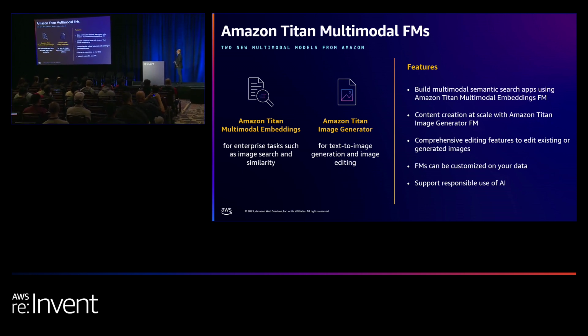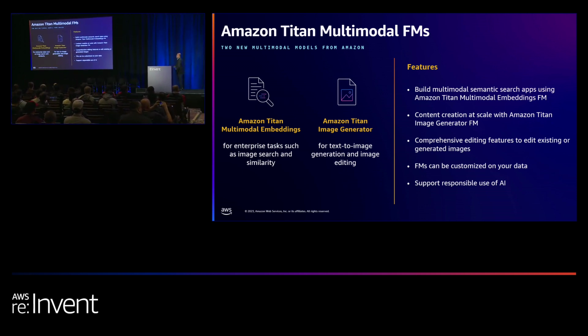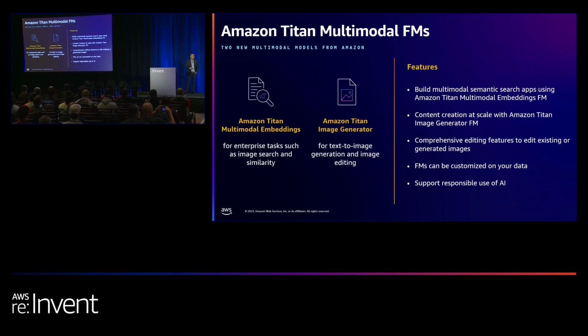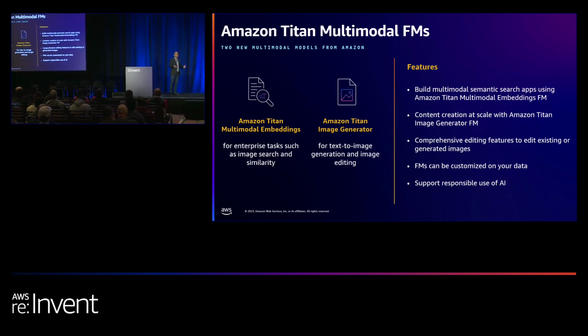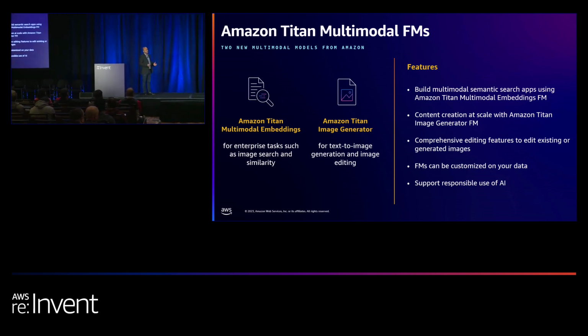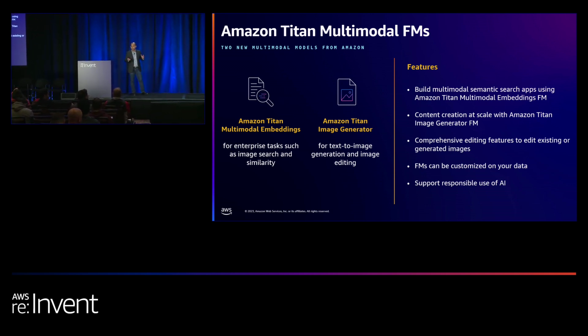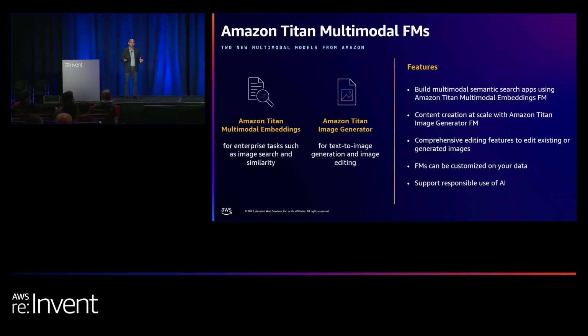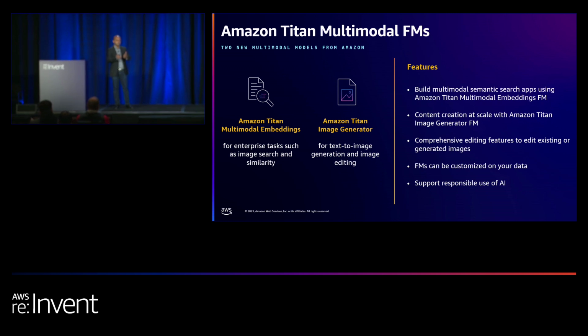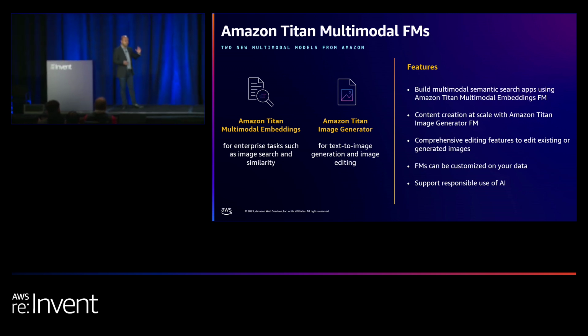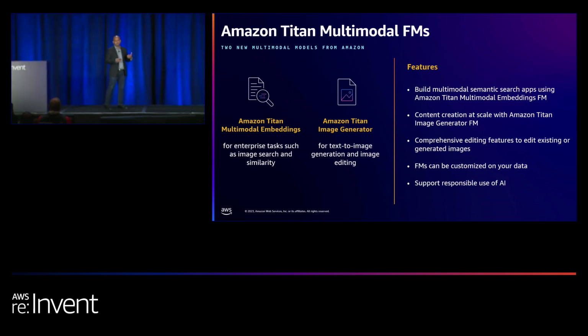The first one, the Titan Multimodal Embeddings, takes text and image, or a combination of both of them, to represent them in a set of vectors, a numerical representation which we call embeddings. The main idea behind that is you can capture the semantic meaning of the input, whether it's the text or the image or the combination, in the form of vectors, which makes it very easy to search on them in a very fast manner.